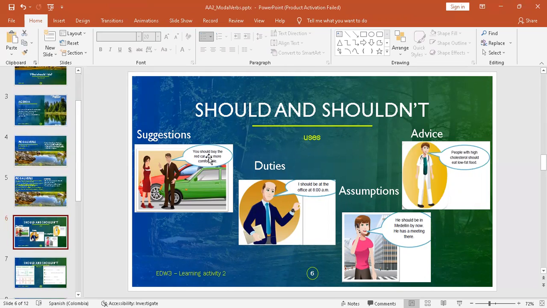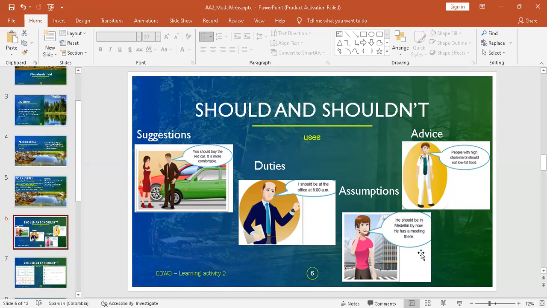Lo vamos a utilizar para sugerencias. You should buy the red car. It is more comfortable. Para sugerencias o consejo. For duties, I should be at the office at 8 a.m. ¿Cierto? Deberes que debemos hacer.